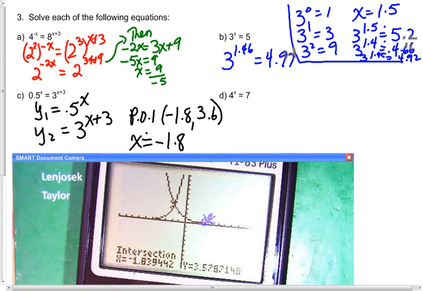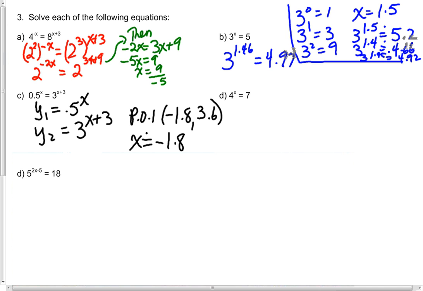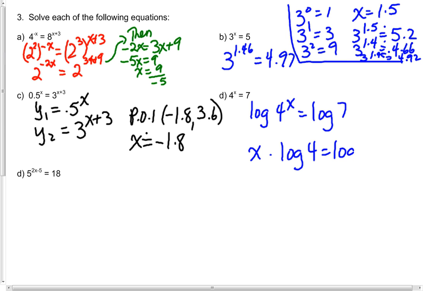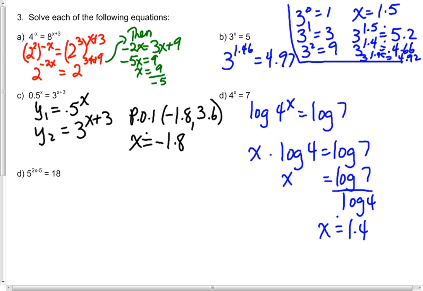If 4 to the x equals 7, we could solve that in any of the above ways, or we could use logarithms. So if I take the log of both sides, log of 4 to the x equals log 7. I know from my rules that I can bring that exponent to the front. X times log of 4 equals log of 7. I'm going to divide both sides by log 4. And typing that in my calculator, it's approximately 1.4.